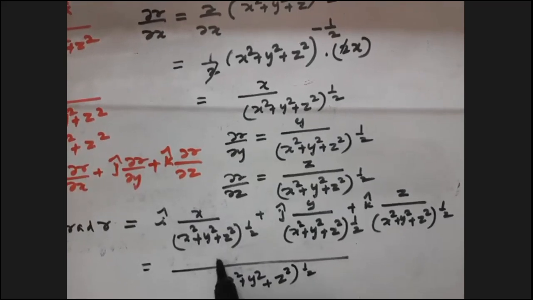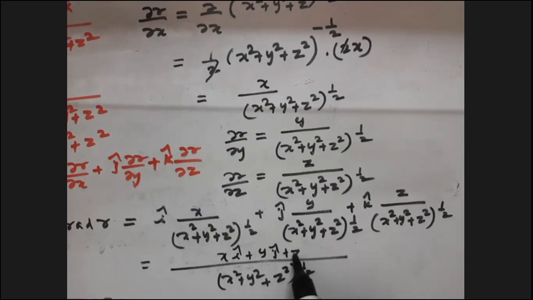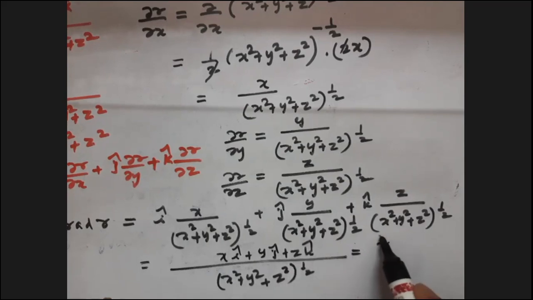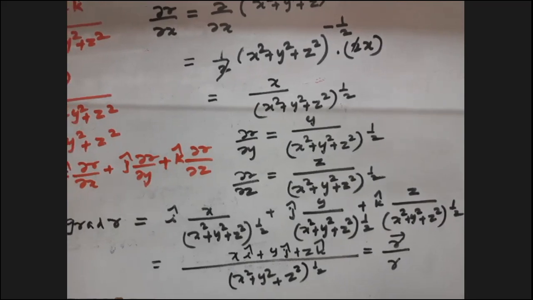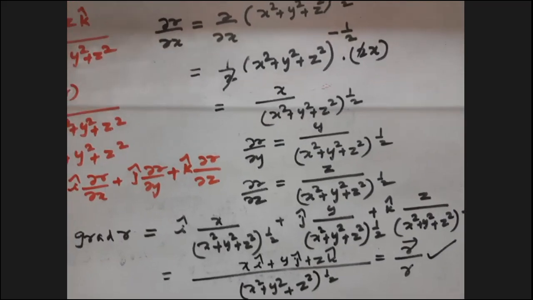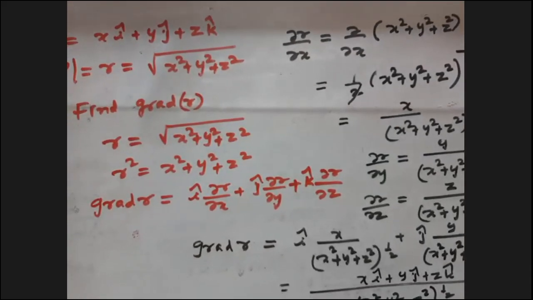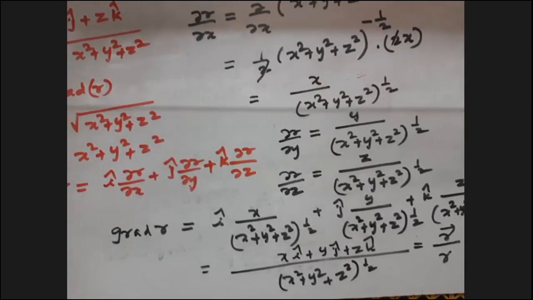So in the numerator, x i cap plus y j cap plus z k cap. But that is r bar, the position vector r bar. And what does the denominator value represent? That is the magnitude of r bar, that is r. So the answer: the gradient of small r is equal to r bar by r. So this is the method of finding the gradient of the given scalar field. So let us do another problem.